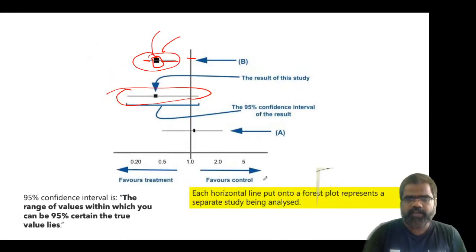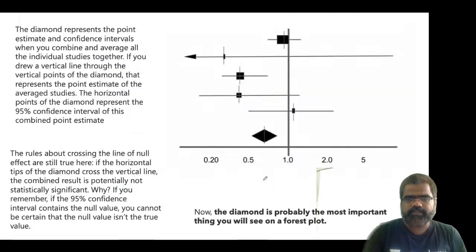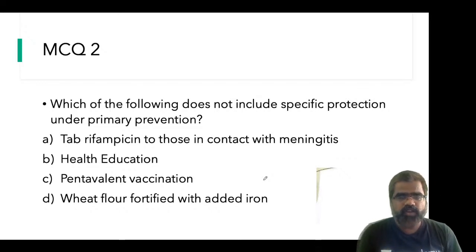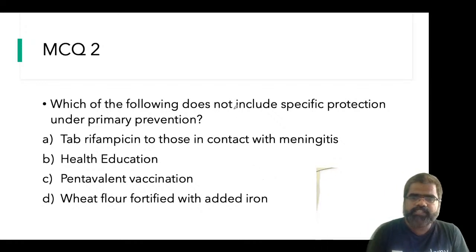Okay, now let's move on. The next question is, which of the following does not include specific protection under primary prevention? Just try this. Is it tab rifampicin to those in contact with meningitis, health education, pentavalent vaccination, or wheat flour fortified with added iron? Which is not a part of specific protection?